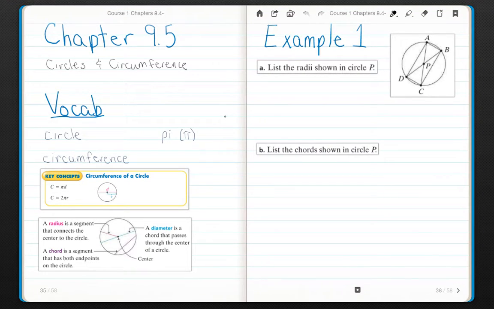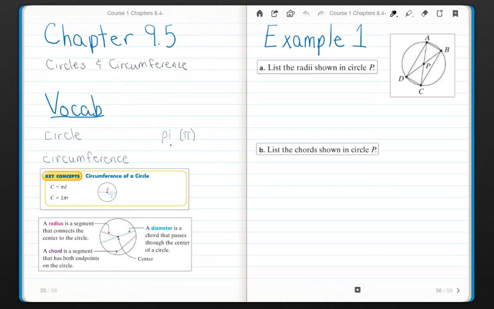Chapter 9.5, Circles and Circumference. So today we're going to start talking about circles, particularly what a circle is, parts of a circle, and the circumference. So we're going to start working with pi today.